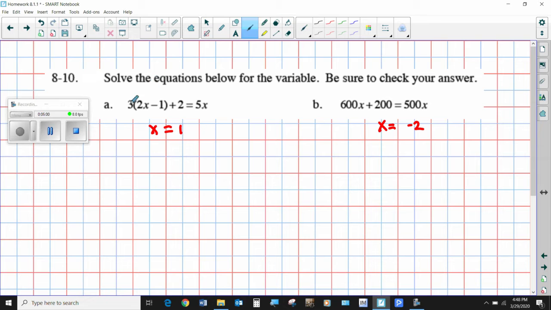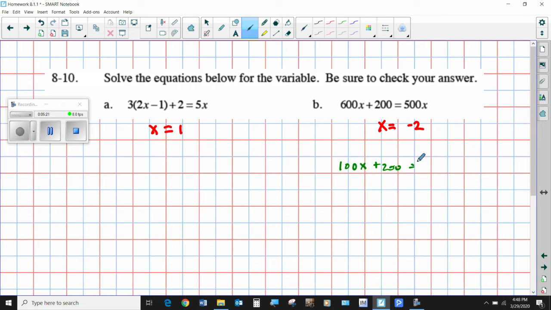Here we are solving equations. This is pretty straightforward. You just take away 600 from each side and then divide by negative 100. Or in some cases, some people will move this over, subtracting 500 x's from 600 x's, and you get something like this.